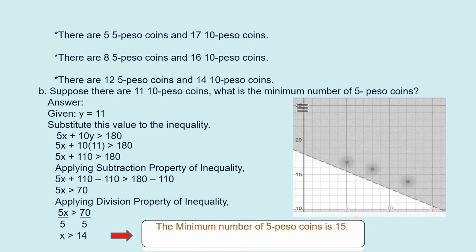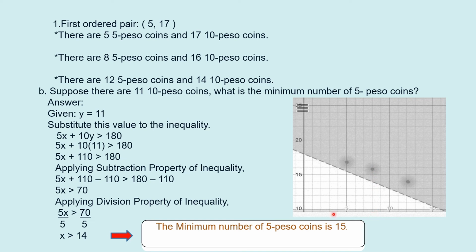So, what is our ordered pair? The first ordered pair is this one. Our x value is 5, and it lines up with 17. So our ordered pair is (5, 17). Meaning, it is possible to have 5 5-peso coins and 17 10-peso coins. The next one.